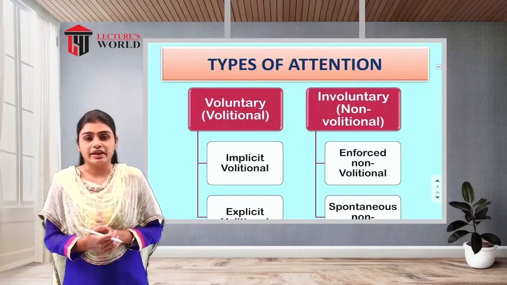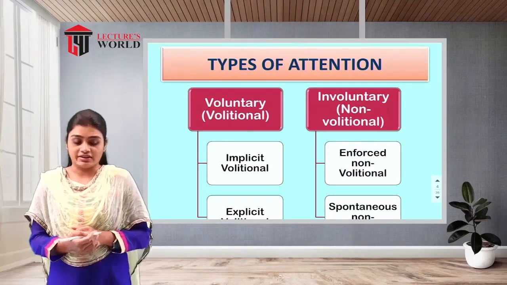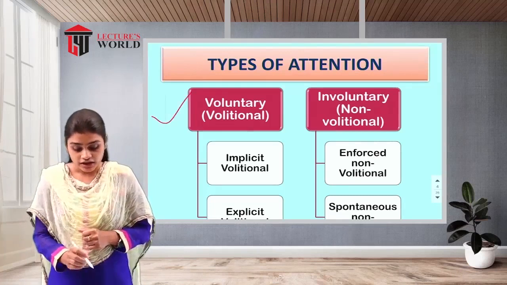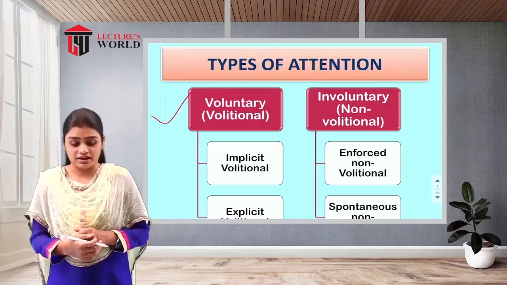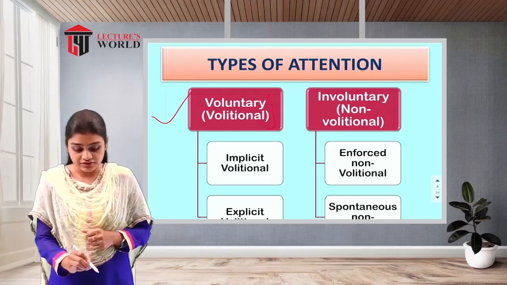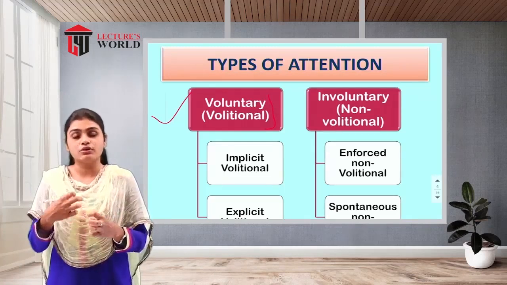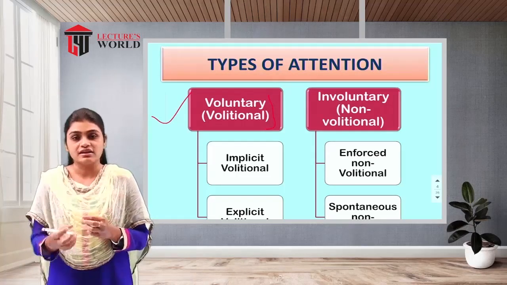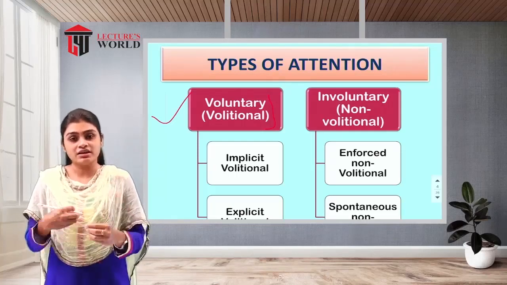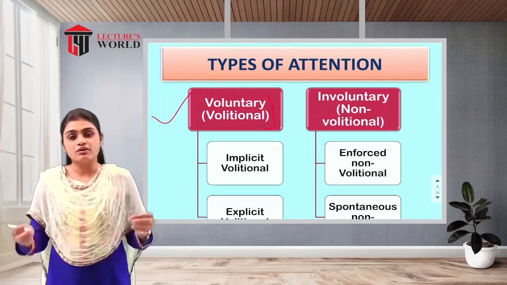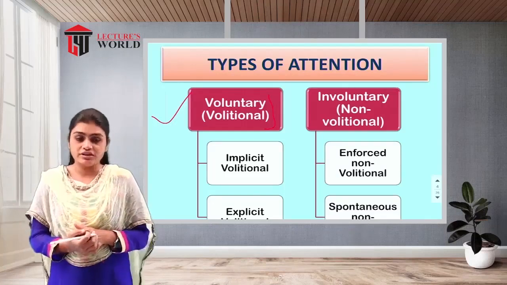Next we have the types of attention. If we talk about attention, we have 2 types. The first one is voluntary attention and the second one is involuntary attention. The other name for voluntary attention is volitional. That means whatever we are doing by our own desires or by our own choices is called voluntary attention. Our desires will be involved in that. We are doing it by our own choice, no one is forcing us to do that. That is our voluntary attention.